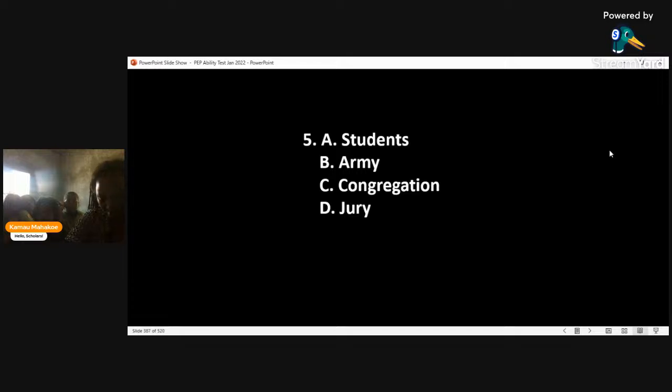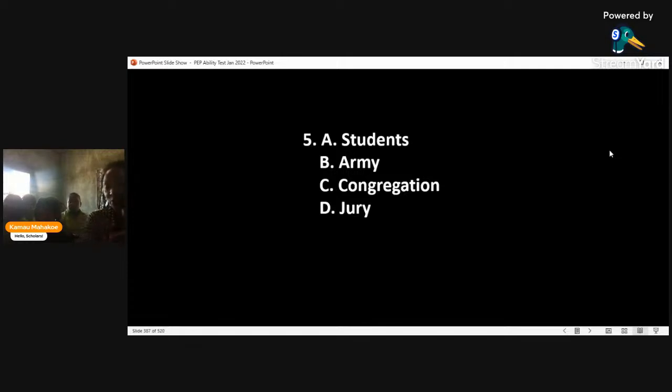Students, army, congregation, jury. Which one is different? Jury. Why is jury different? Students are a group of people. Also a group of people. Congregation is also a group of people. But jury is a group of people in the court. So are they all groups of people? Yes. I think the jury is a group of people who are selected to listen to the court proceedings. So which one is different? Why would congregation be different? Well, you said they're all groups of people.